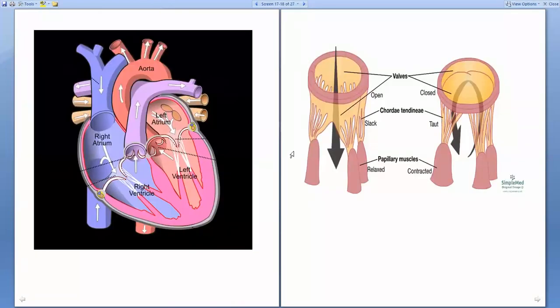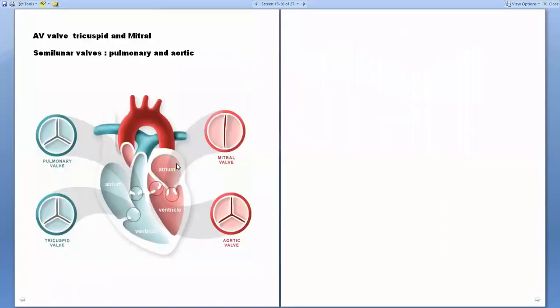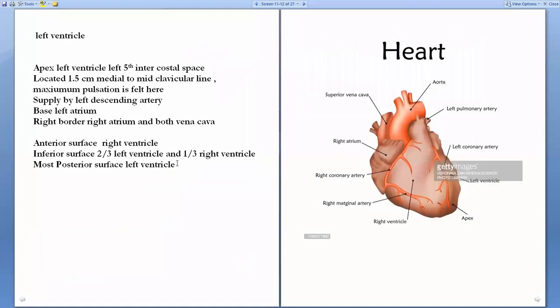Now if we move to our slide, if we simplify the thing here, this is the apex. This is the inferior surface. Where is the anterior surface? It has been removed. This is the posterior wall; now we are looking at the posterior wall. This is the ventricle, this is the posterior wall. So here I have simplified this topic for you guys.